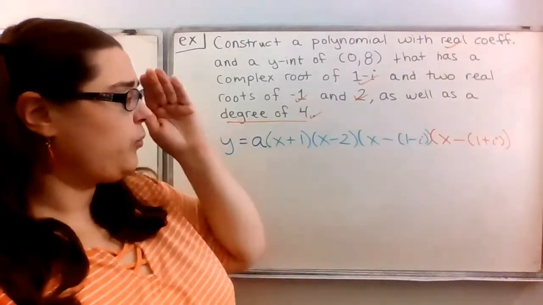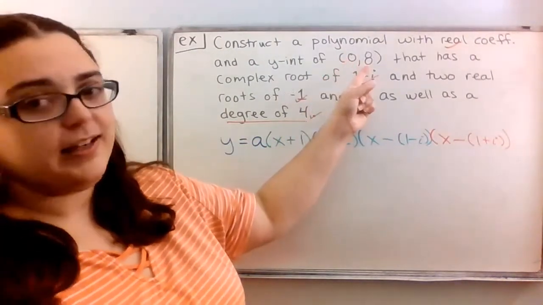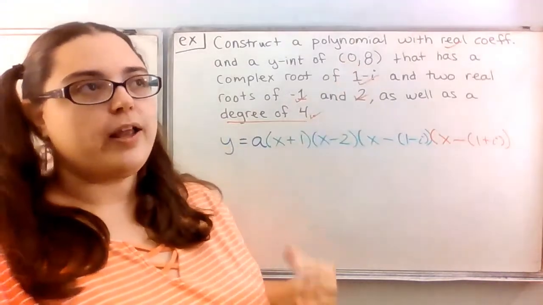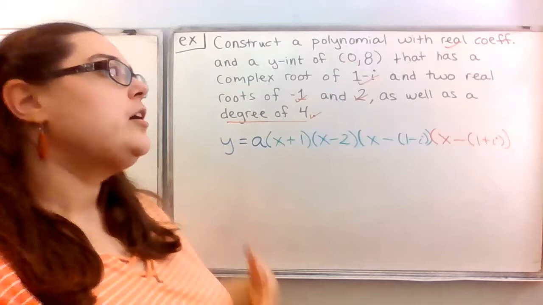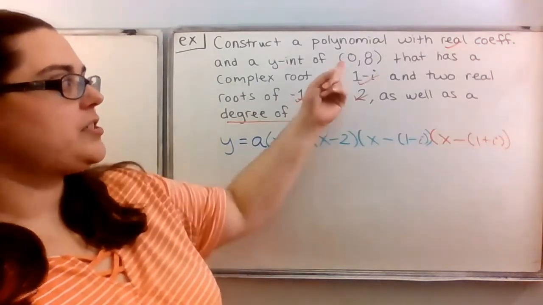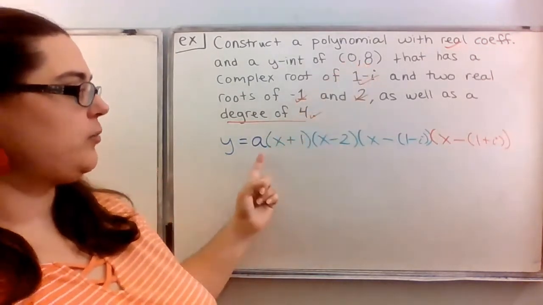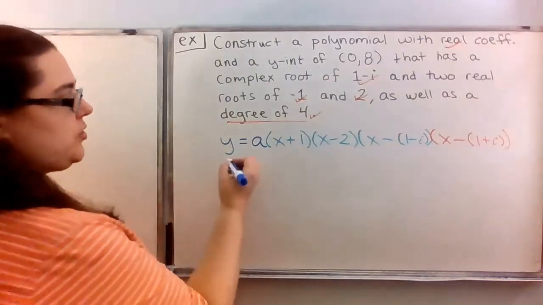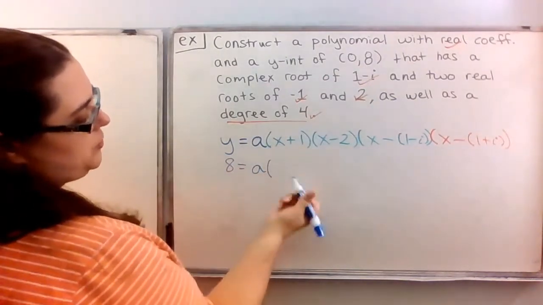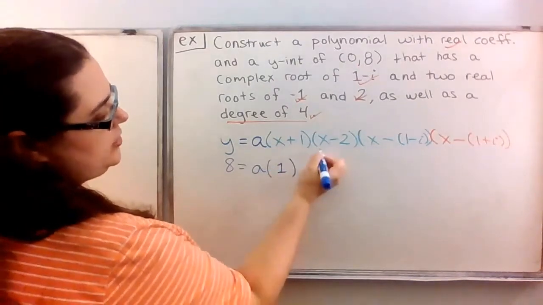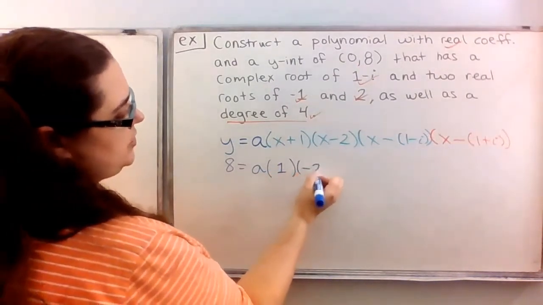So when x is 0, y is 8. This is similar to when we needed to find a on our parabolas, on our quadratics. So we're going to do the same thing here. We're going to plug 0 in for x, 8 for y, and then we can solve for a. So here's my 8 for y. And then 0 plus 1 is 1. 0 minus 2 is -2.